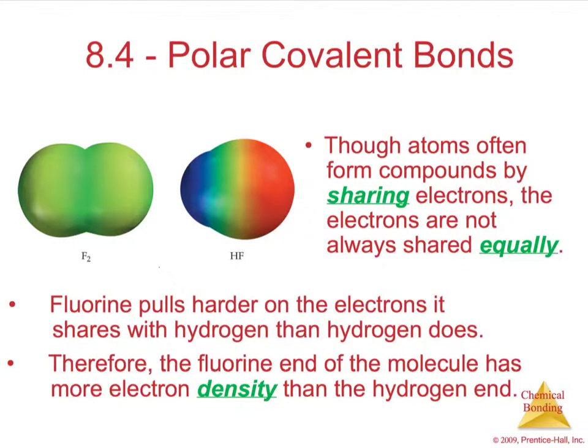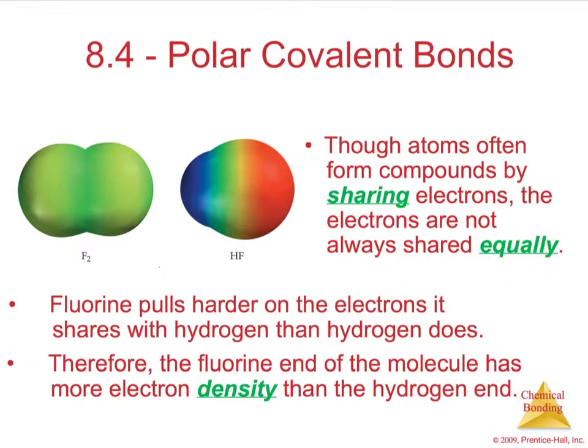When we look at two atoms that are identical, like F2 right here, or fluorine, in the case of a diatomic molecule, we know that the electrons are being shared equally. Now, this is not always the case. Though atoms often form compounds by sharing electrons, the electrons are not always shared equally.